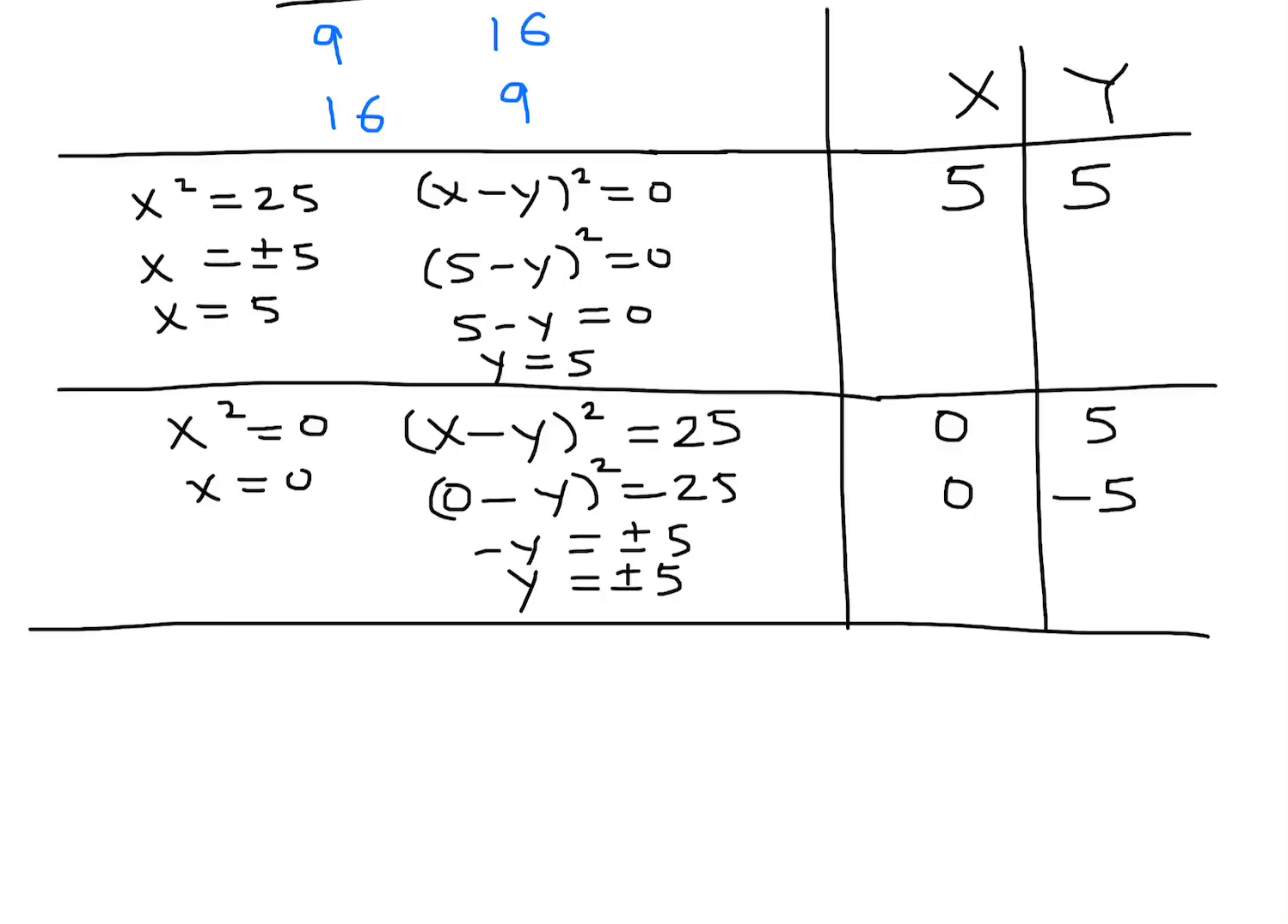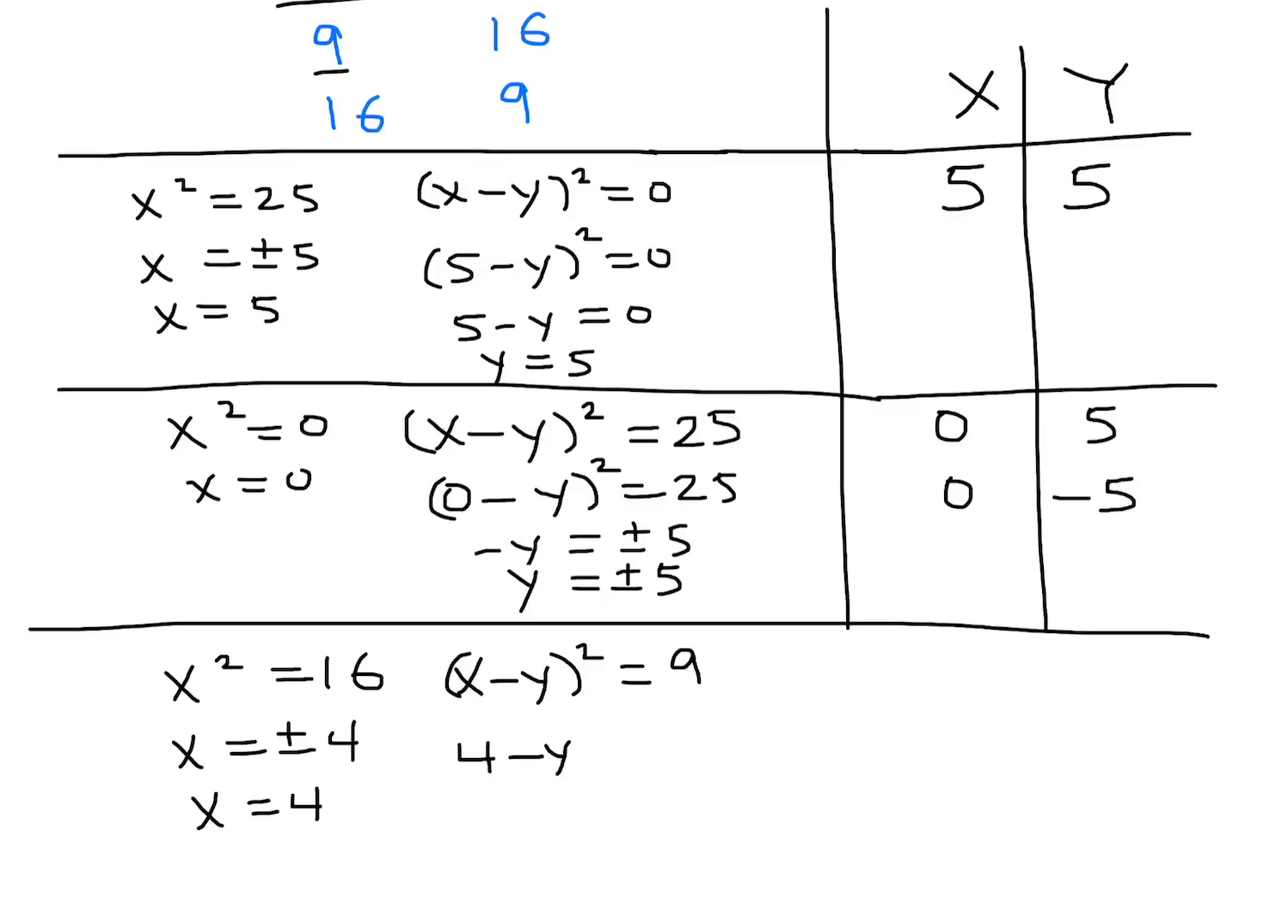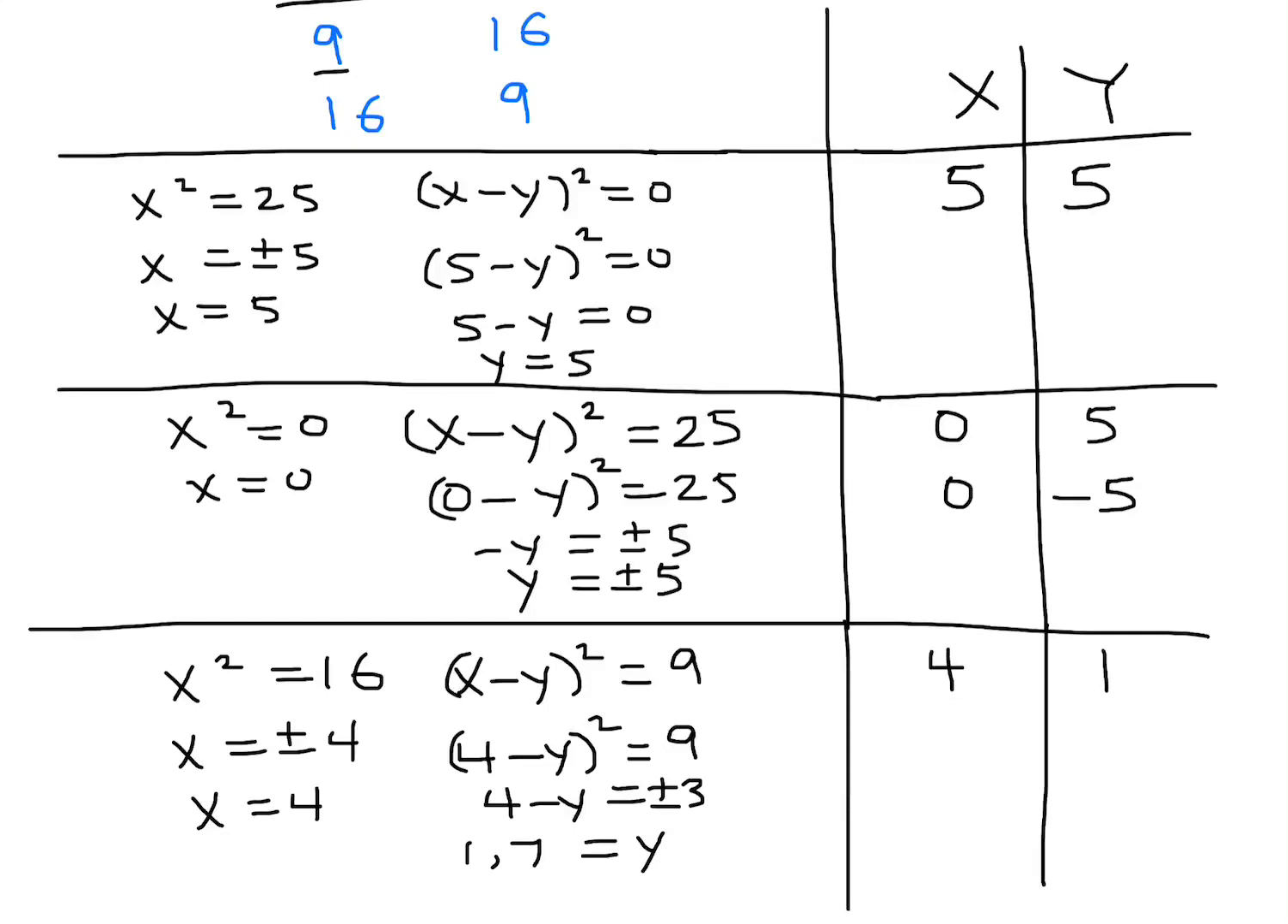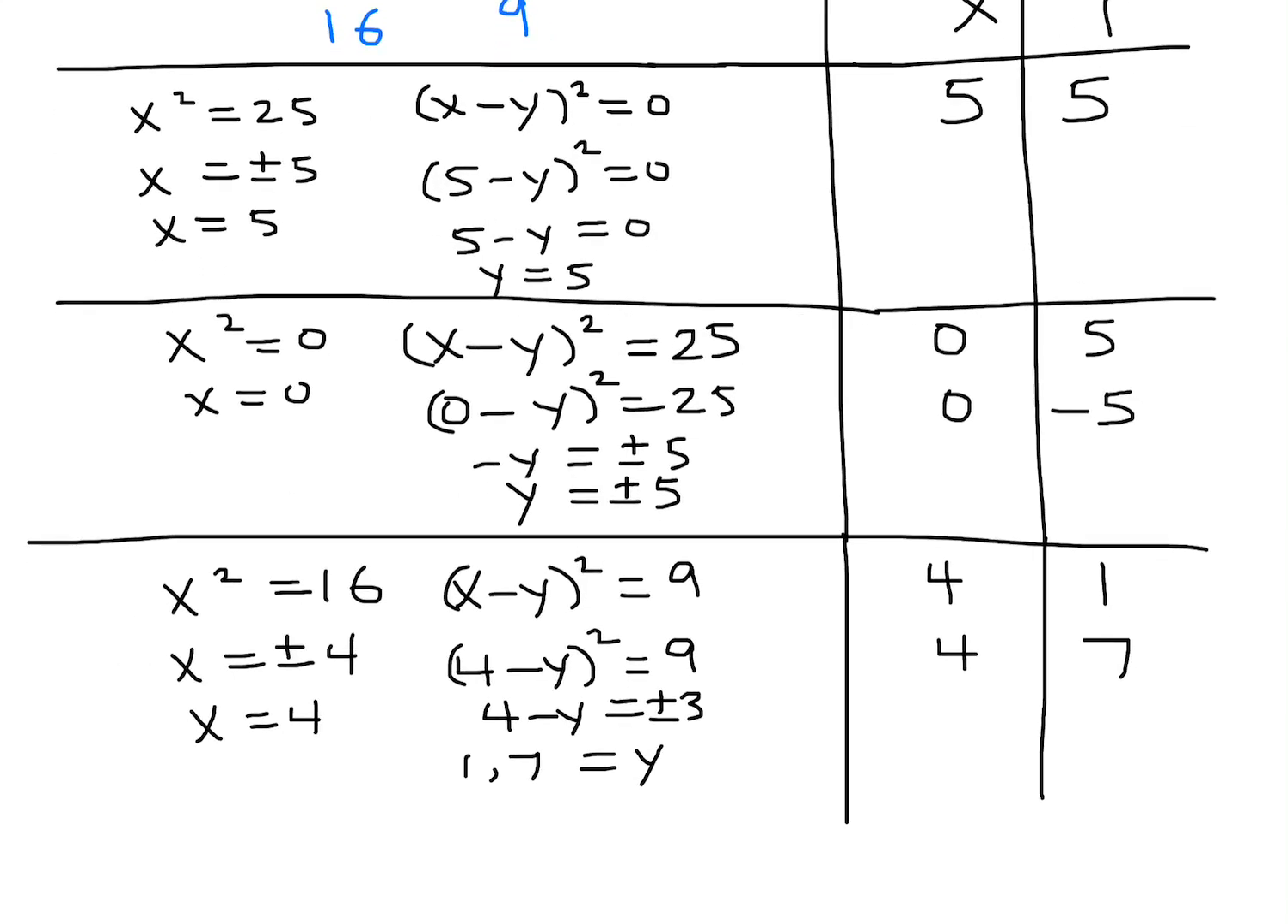The next one gives us x squared is equal to 16. X is equal to plus or minus 4, but x cannot be negative, so x is 4. And then therefore (x minus y) squared is equal to 9. (4 minus y) squared is equal to 9. 4 minus y is equal to plus or minus 3. And solving for this, you'll get y is equal to 1 or 7. So now we've got 4, 1, and 4, 7 as our additional pairs.